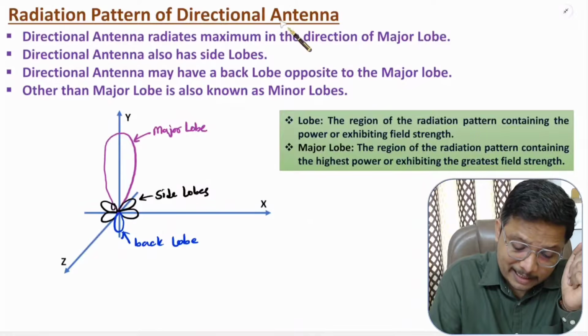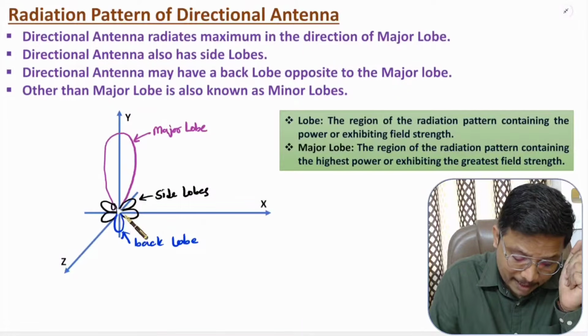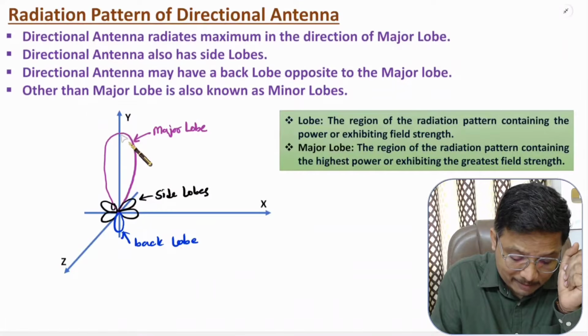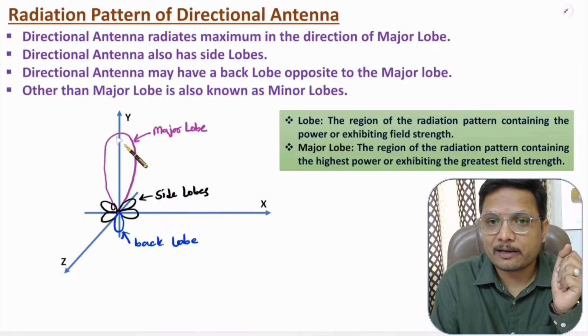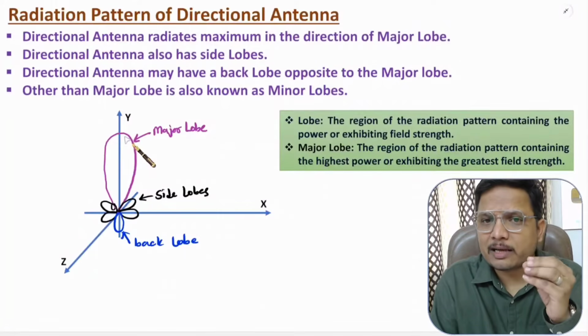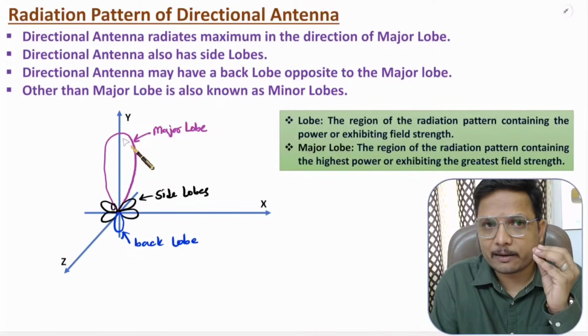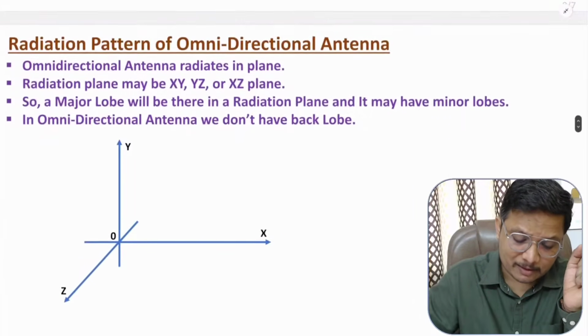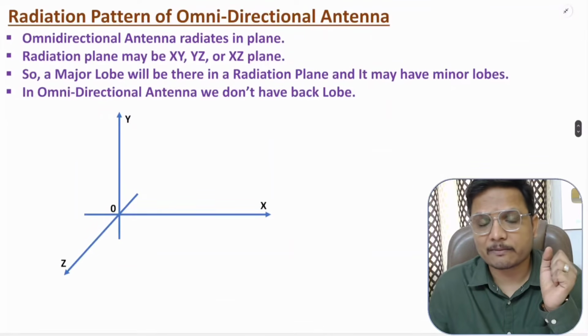So directional antenna radiates maximum towards the major lobe, right? So highest gain will be there in the major lobe over here, right? And towards side lobes and back lobe, gain will be very less, right? Now I'll explain you the third radiation pattern, that is omnidirectional antenna.